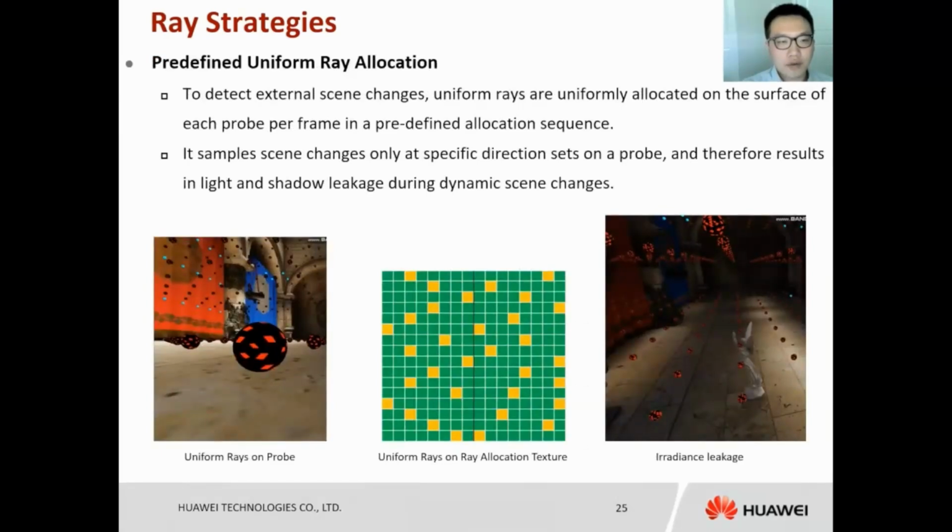We also have the uniform ray allocation. We begin with a predefined uniform ray allocation to sample scene changes, where these uniform rays, as shown in these first two figures, are uniformly distributed over the probe surface. The left figure shows how it happens on the probe, where a red texel means one ray allocated. The yellow texel on the ray allocation texture shows how it's allocated on this 16 by 16 ray allocation texture wrapped around the probe. And because it samples scene changes only at specific directions, it has light and shadow leakage during the dynamic scene changes.